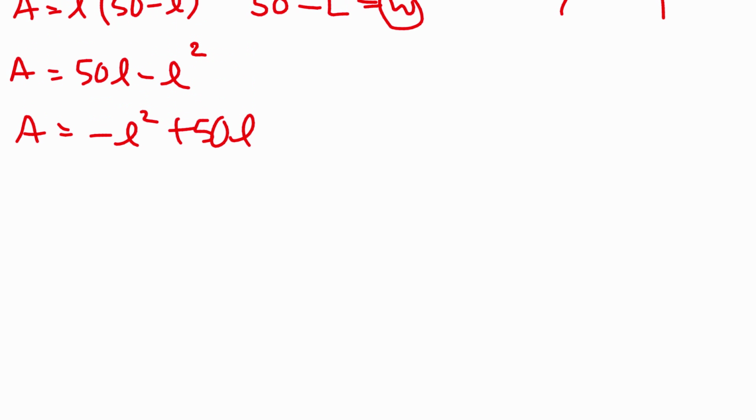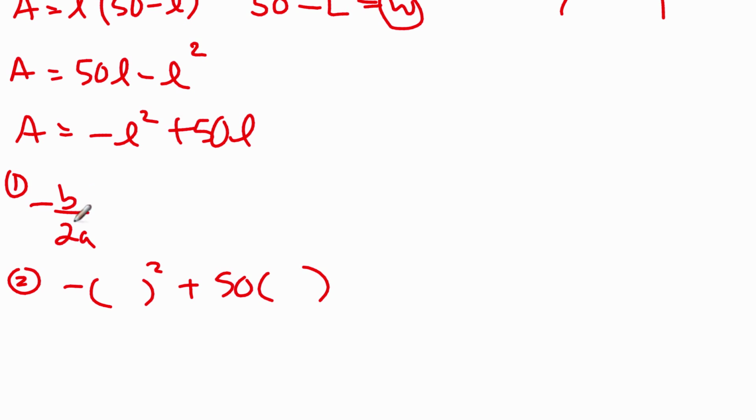So the formula says to find the value of the vertex, do two things. First, figure out what minus b over 2a is, and then take whatever you get from that and plug into this equation. So my first step will be this one. My second step will be to take minus L squared plus 50 times L. Whatever I get from this first part, I'm going to plug in right there.